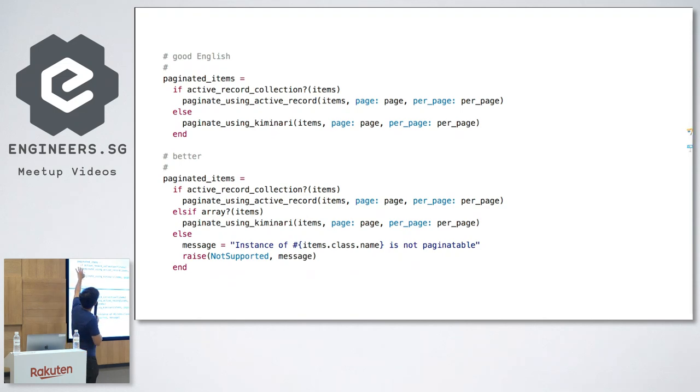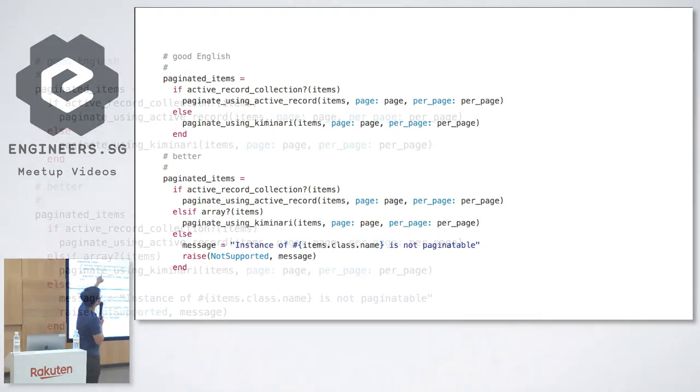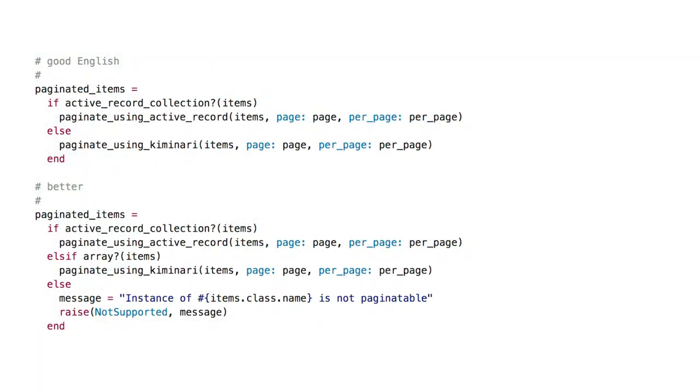Actually, you can take one step further to make the code look even more like English. If the paginated item equals, if it's a record relation, I'm using active record, else I'm using Kaminari. Okay, perfect English. So instead of struggling reading code, in Rakuten Viki, we would rather spend time to create more value for our customers and other meaningful stuff.